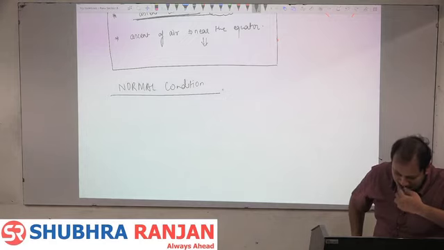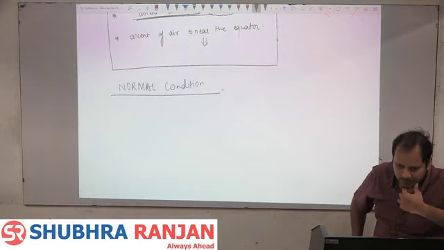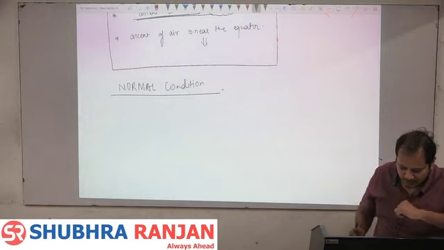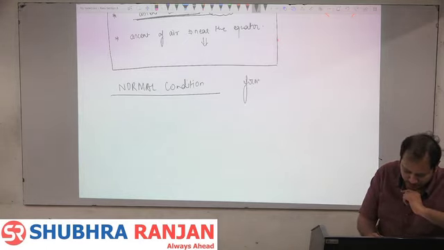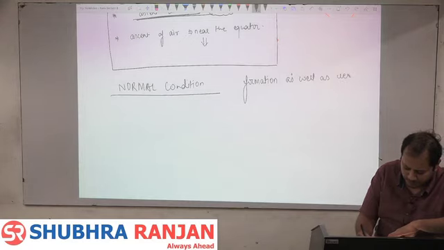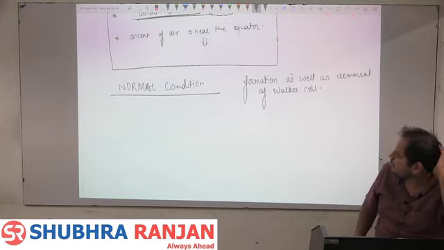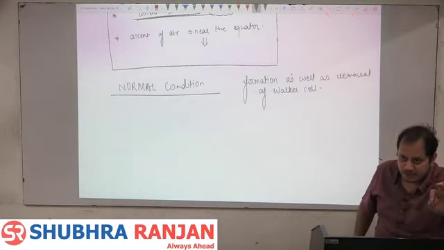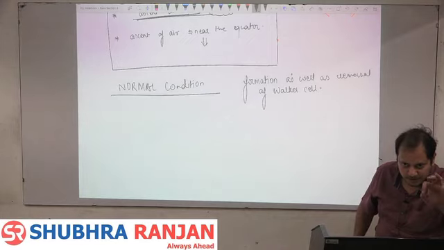The El Nino southern oscillation results into formation as well as reversal of Walker cell. During the normal condition, there is a formation of Walker cell. During the El Nino conditions, there is a reversal of Walker cell.